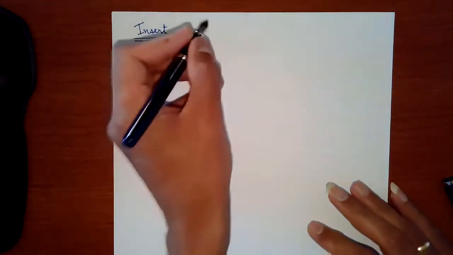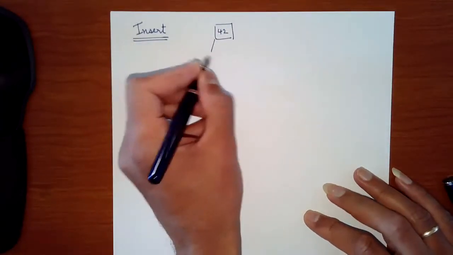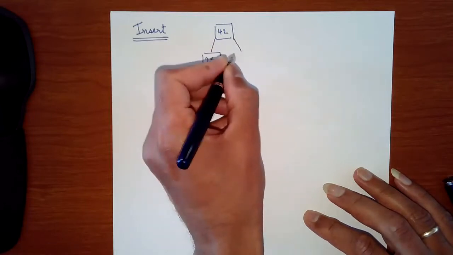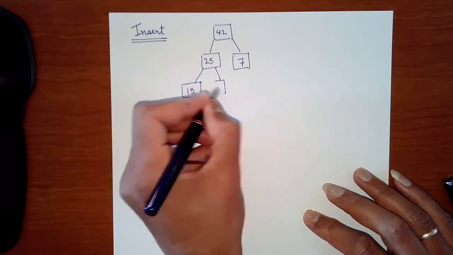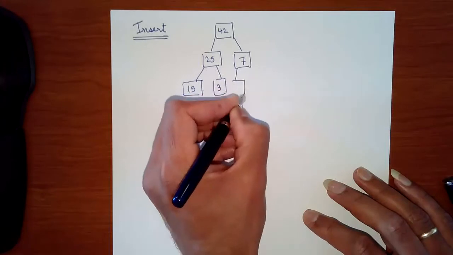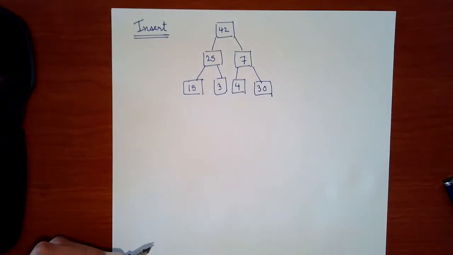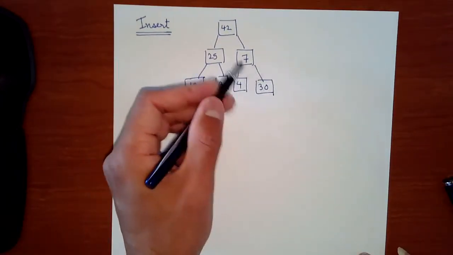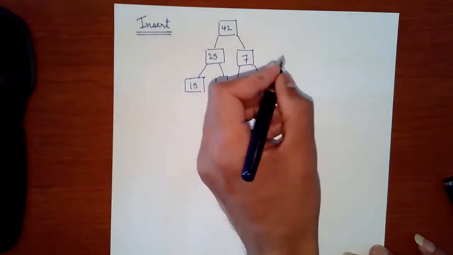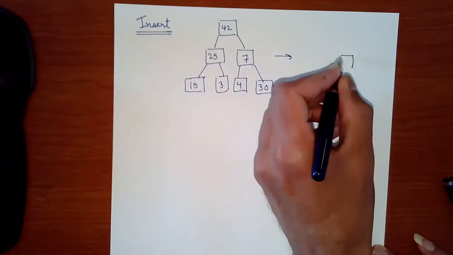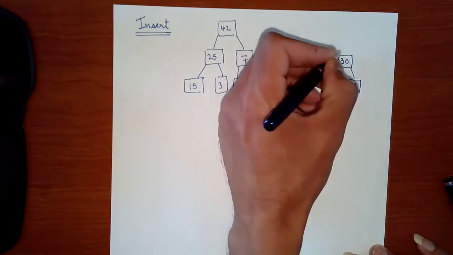Now let's go back to our example, the one that I had: 42, 25, 7, 15, 3, 4, and I had inserted 30. As many of you would have guessed, the way to fix this problem is actually quite easy. You swap the 30 with the 7. You can easily convert this to a heap just by swapping the 30 with the 7, and everything else is just going to stay as is.